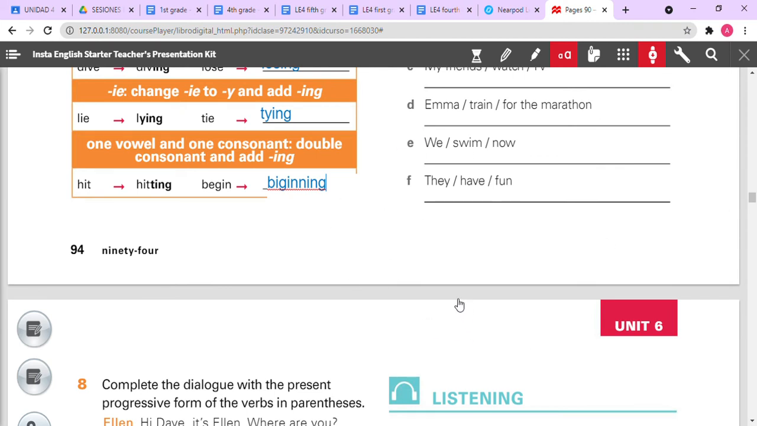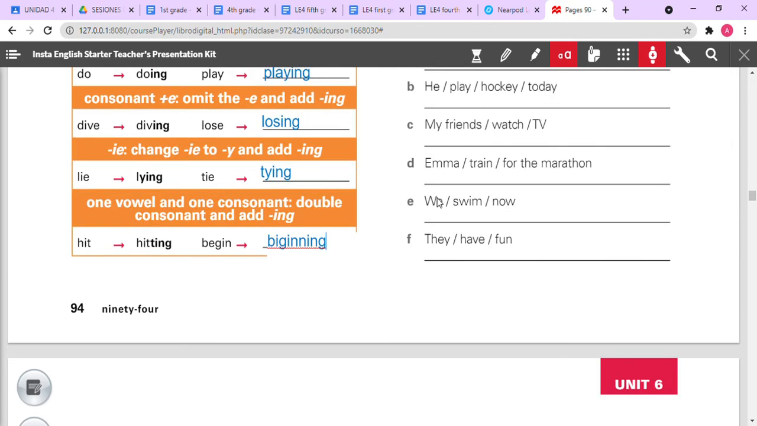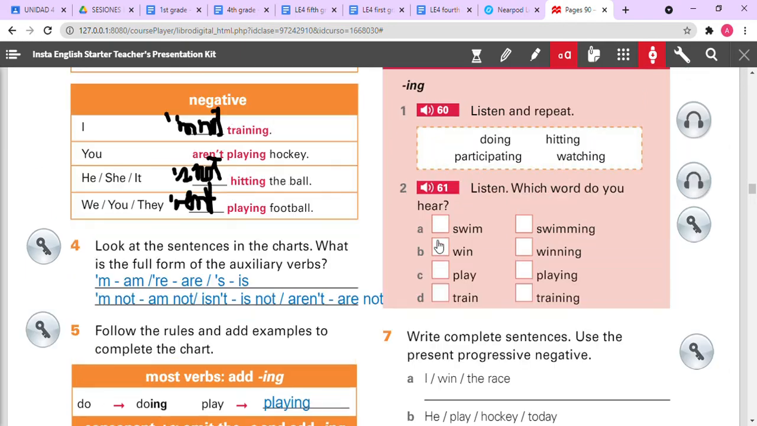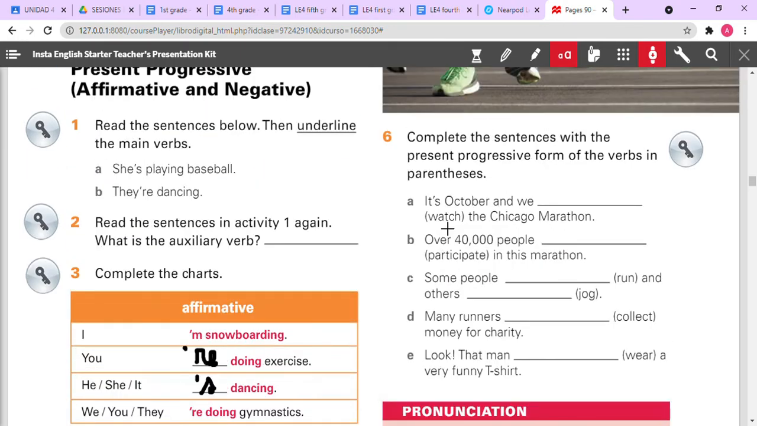Now let's see. Give me a second, my laptop is kind of crazy. But the activity, I'm going to read here, I have my book. There is no problem, I can continue with the lesson. It says, complete the sentences with the present progressive form of the verb in parentheses. It's October and we. Between parentheses, the verb is watch. The Chicago Marathon.